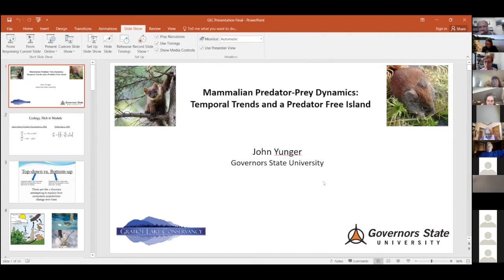And John has been working with small mammal populations, both at Gratiot Lake Conservancy and Rabbit Island. And tonight's talk will be about the data he has collected and some of the conclusions, or at least hunches he has now, about what's really happening with population dynamics between these populations.